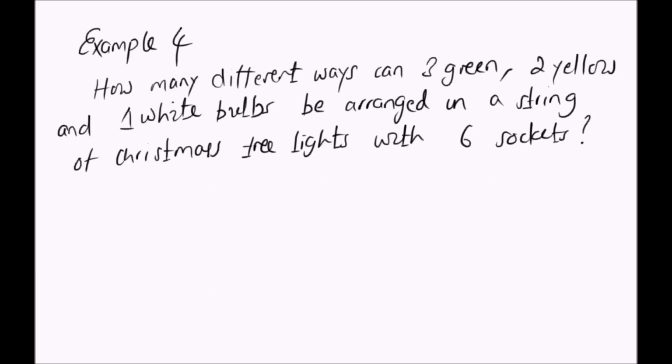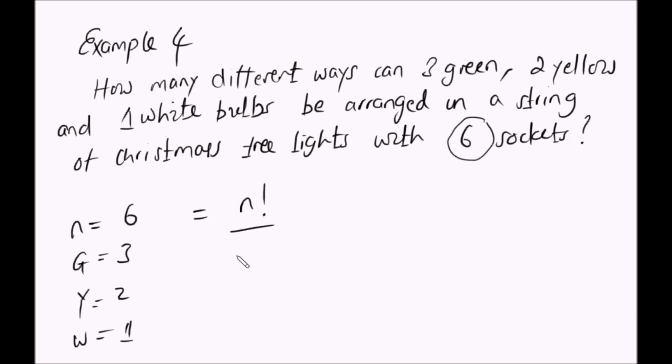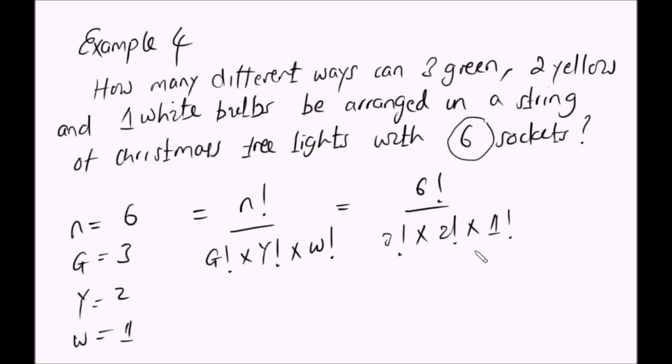Example 4 anasema, in how many different ways can 3 green, 2 yellow, and 1 white bulb be arranged in a string of Christmas tree with 6 sockets? So how many bulbs in total? 6. So the number of sockets is the same as the number of bulbs. But out of these 6, 3 are green, 2 are yellow, and 1 is white. So here the number of ways is just going to be n factorial over g factorial times y factorial times w factorial. Kwa hiyo ni 6 factorial over 3 factorial times 2 factorial times 1 factorial.